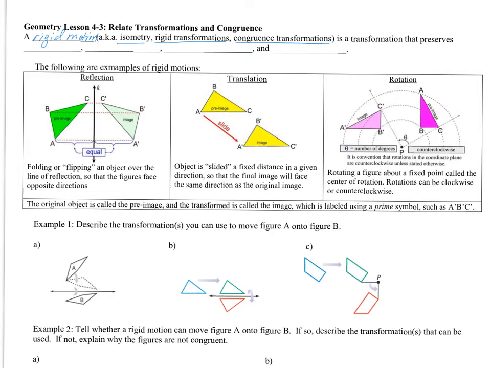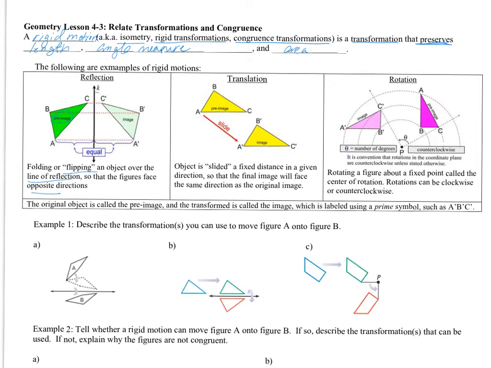A rigid motion is a transformation that preserves, meaning it keeps the length, angle measure, and area the same. So the first kind of rigid motion we have here is reflection. It's when an object is flipped over the line of reflection so that the figures face opposite directions.